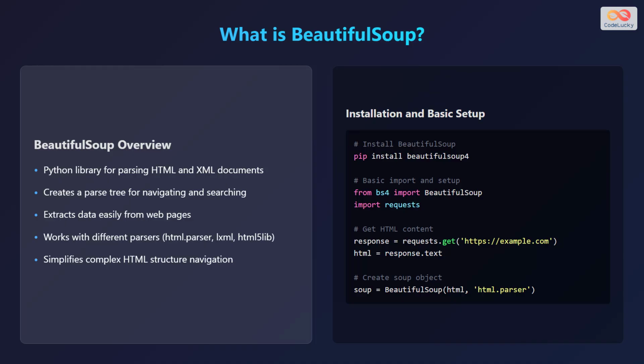To install BeautifulSoup, use pip install beautifulsoup4. To set it up, import BeautifulSoup from the bs4 library and import the requests library. Get HTML content using requests.get with the website address. Then create a soup object by parsing the HTML content with BeautifulSoup, html, html.parser.